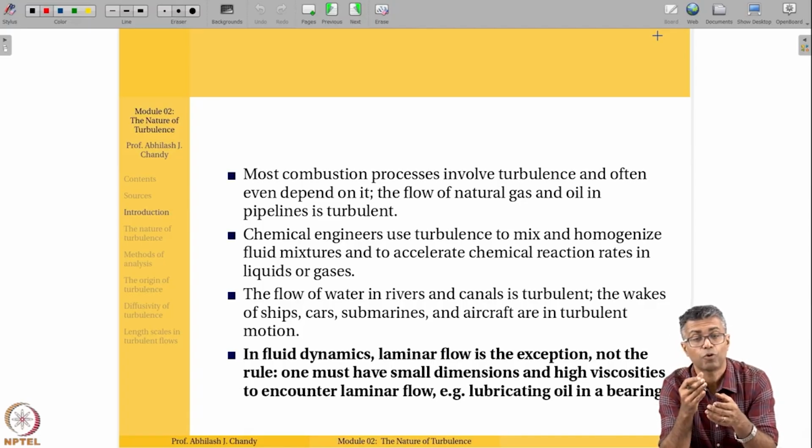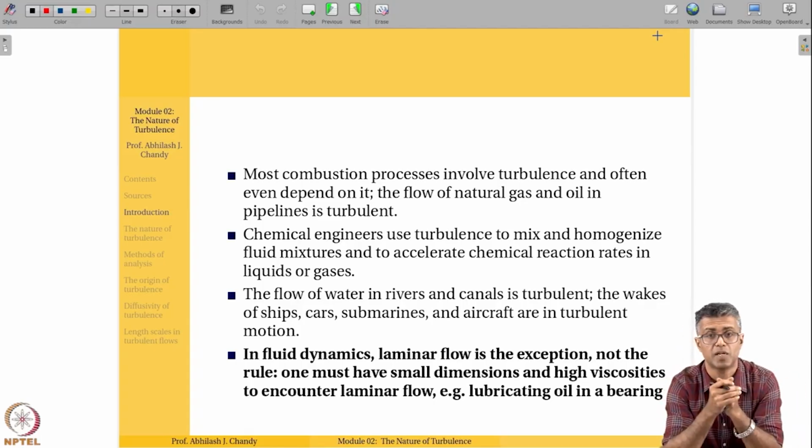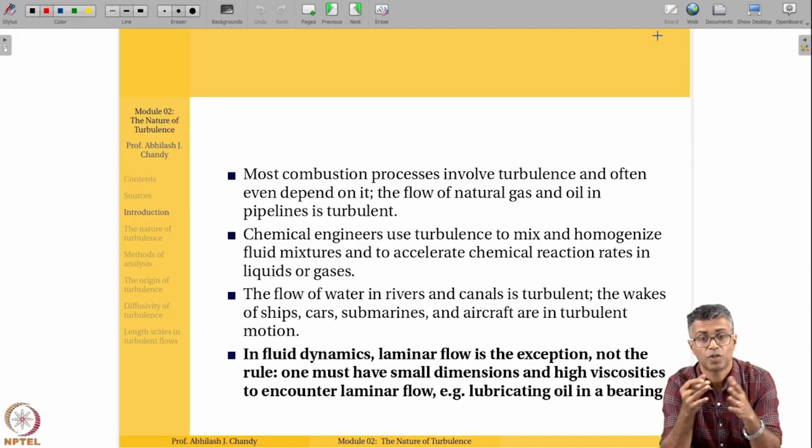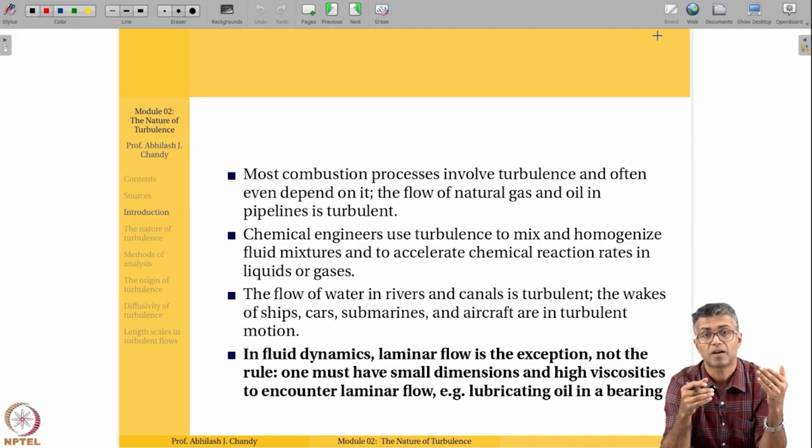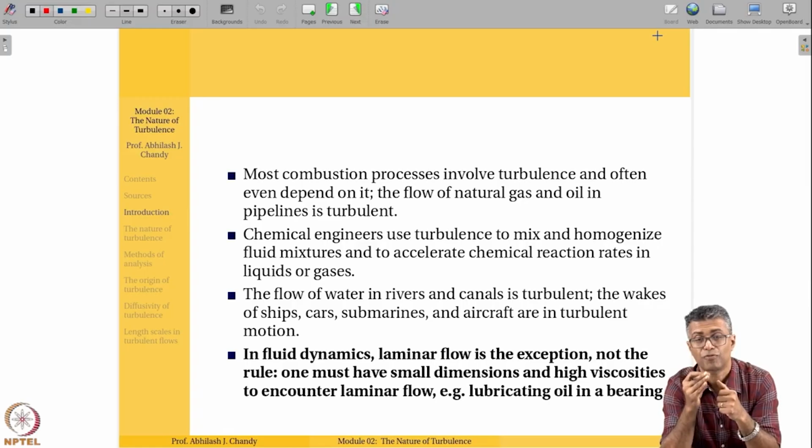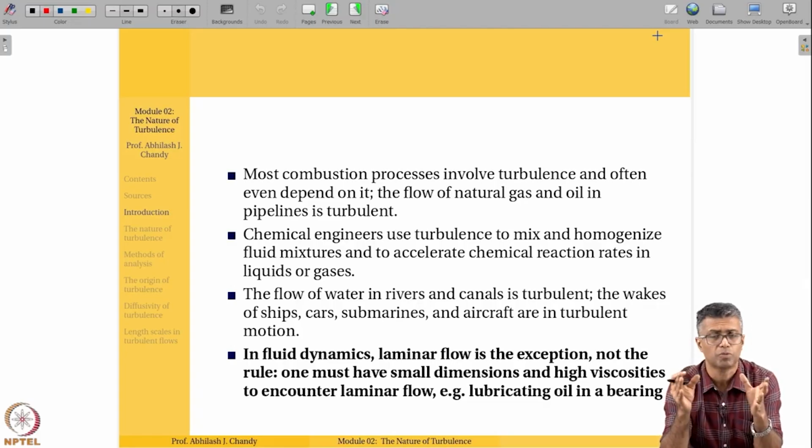Another example, the flow of water in rivers and canals like we see out in nature, those are turbulent. Engineering example again, the wakes of ships, cars, submarines, aircraft, these are all turbulent motion. So numerous examples that we have seen, both in nature and in engineering, involve turbulent flows. So like I was saying earlier, the laminar flow is an exception. It is not the rule.